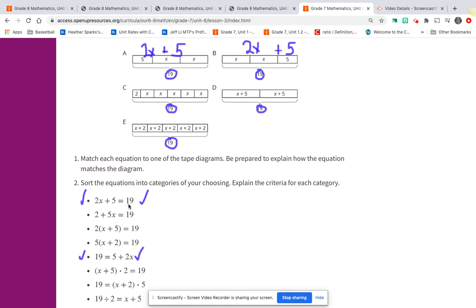So you could have the 19 coming after the equal sign or before the equal sign. It's worth the same amount. Doesn't matter which way you look at it.